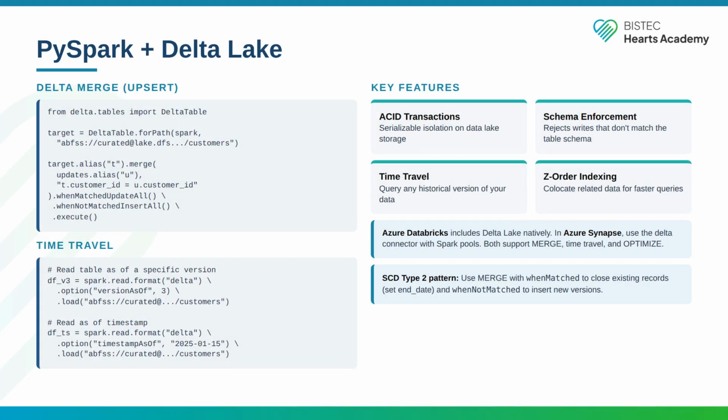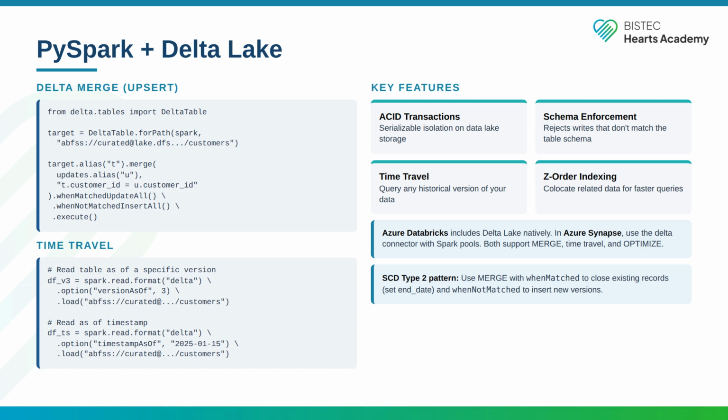Delta Lake is what turns a data lake into something reliable. It adds ACID transactions, schema enforcement, time travel, and efficient upserts to your Parquet-based storage. The merge operation is the cornerstone of incremental pipelines. Instead of rewriting entire tables, you match source rows against target rows and define what happens on match, not match, or match with no change.